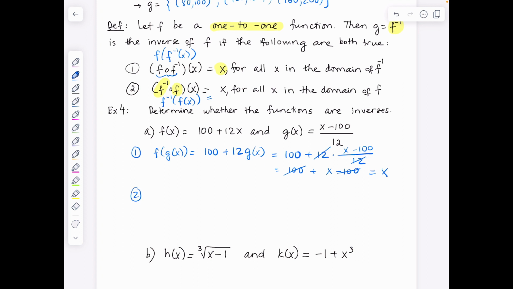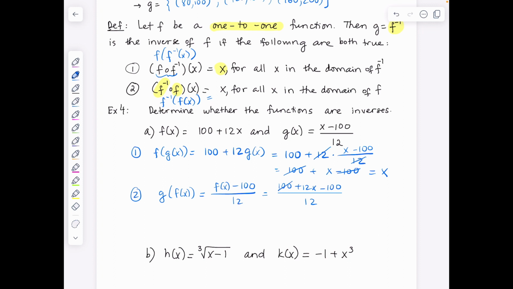Now, second condition, we want to compose the two functions, but this time g will be the outside function and f will be the inside function. g is defined by x minus 100 over 12. So instead of x, we want f of x to be the input, minus 100 over 12. f of x is defined by 100 plus 12x. And then I have to bring over the minus 100. So minus 100 here, and then all over 12.